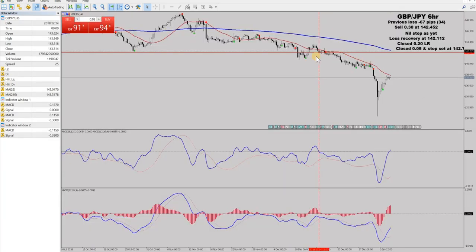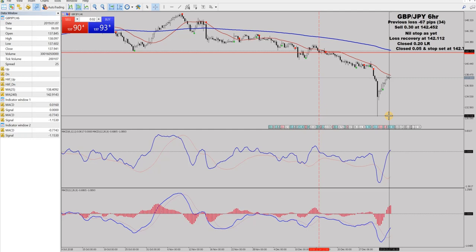Pound yen in a sell back here. Had to do a loss recovery on this, which was done. And now I've closed another half on my stops in place just above the entry level. So I can't lose on this trade, and it looks like it might be reversing to a buy anyway.